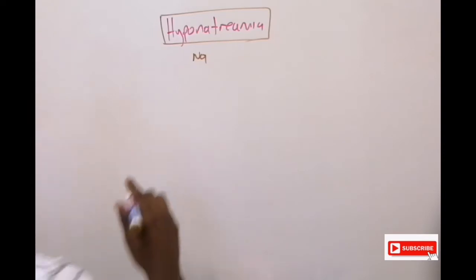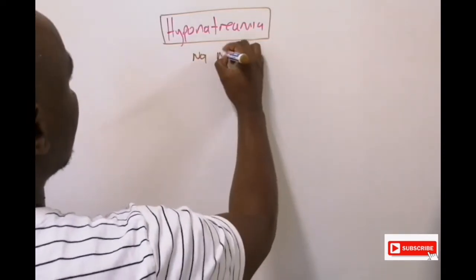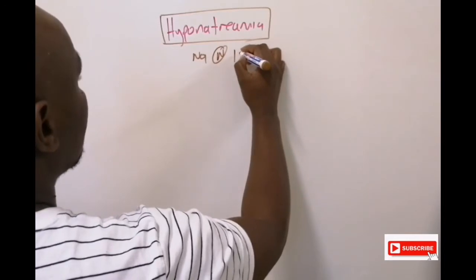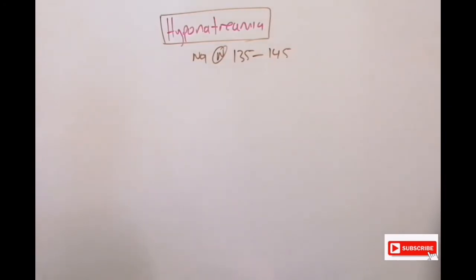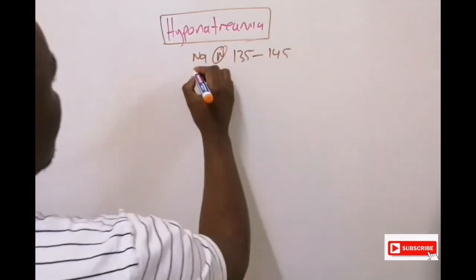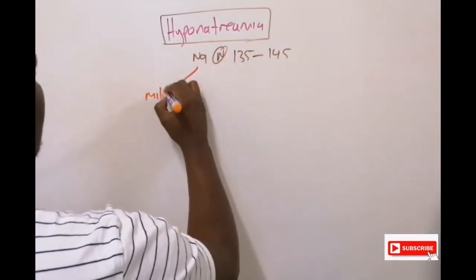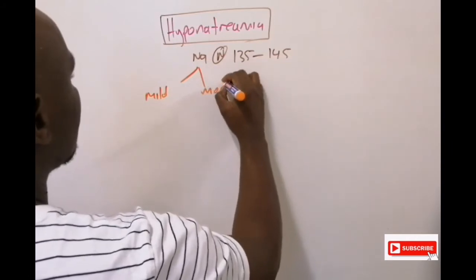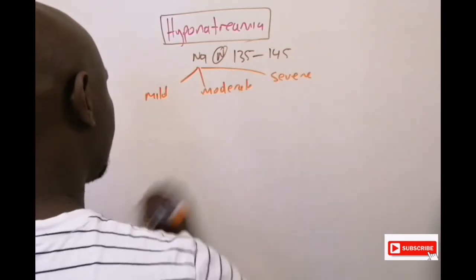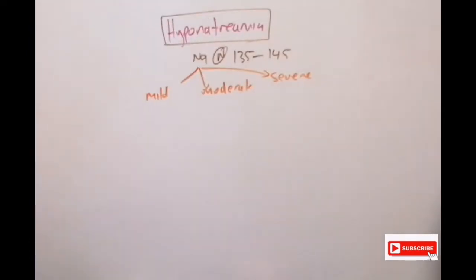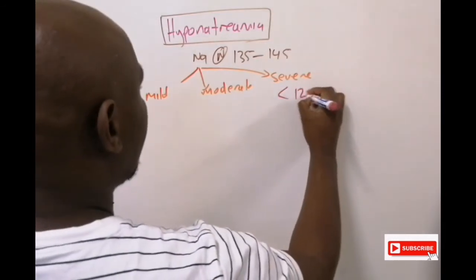Okay, let's talk about the degrees, right? So we know that the normal sodium levels are between 135 to 145. Now hyponatremia has got degrees, or can be graded into mild, moderate, and severe. Mild, moderate, and severe. So severe would be something less than 125.